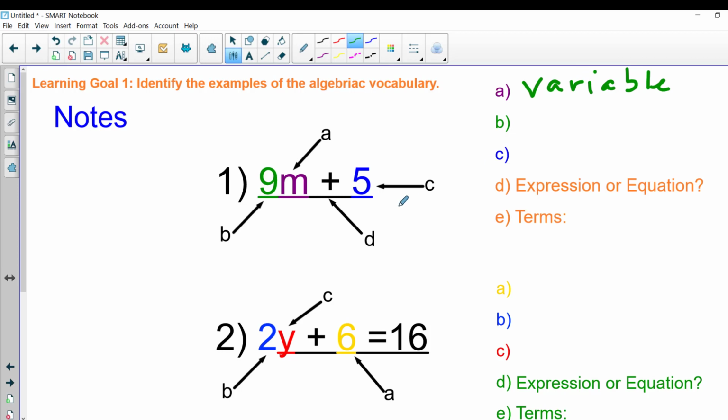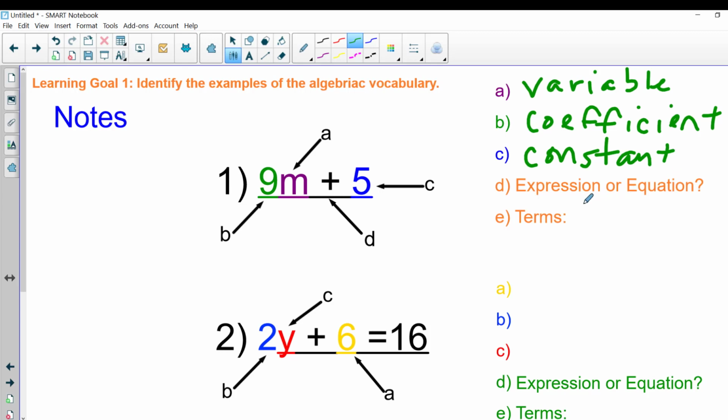And then let's look at B. B points to the 9. Remember, the 9 is attached to, it's multiplied to the variable. So remember what that one's called? It coexists with the variable. So it is the coefficient. What about C? C is pointing to the 5, a number all by itself. What's that? The constant. It will constantly be 5, right?